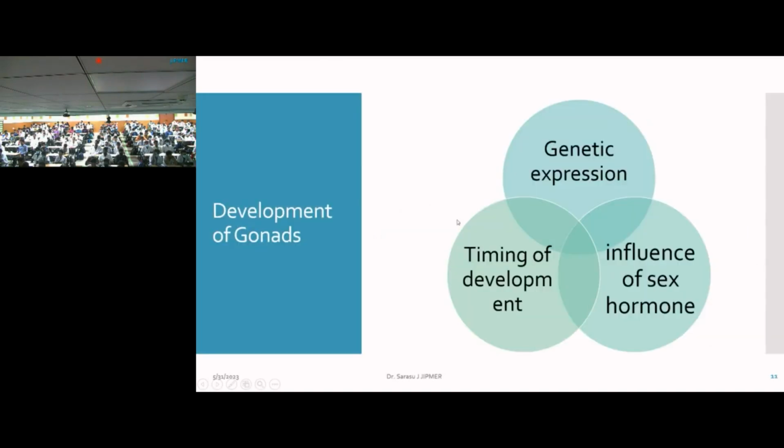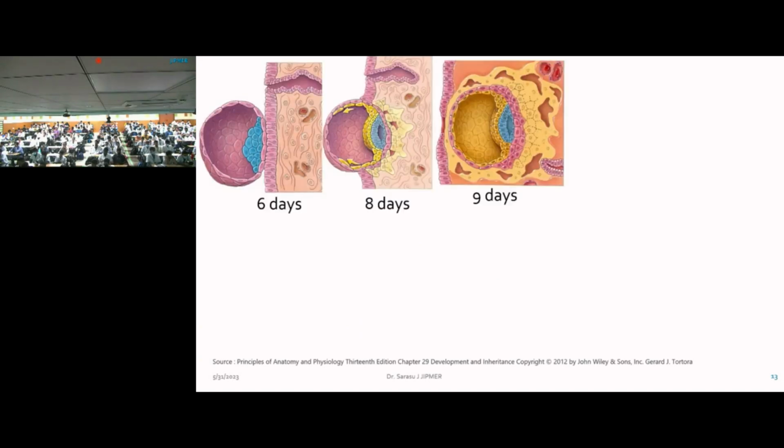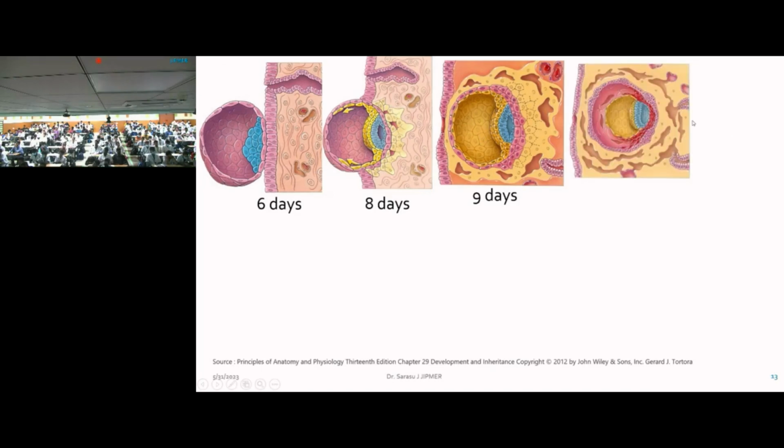Now, the development of gonads is not just the genetic component, but also sex hormones, and very importantly, the timing of development. It's a complex organization. Anything can go wrong, starting from the genetic component or hormones, or any problem with the timing. We'll quickly see what has already happened in the fetus. From fertilization, the blastocyst gets implanted in the uterine cavity, and it forms the two-cell stages here.